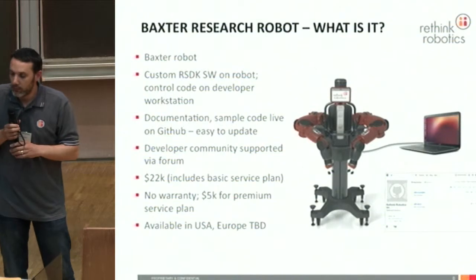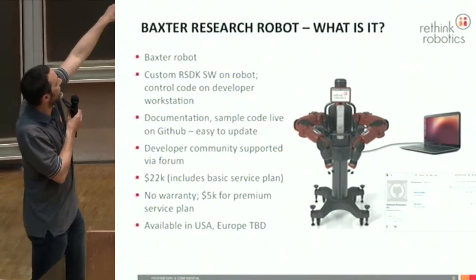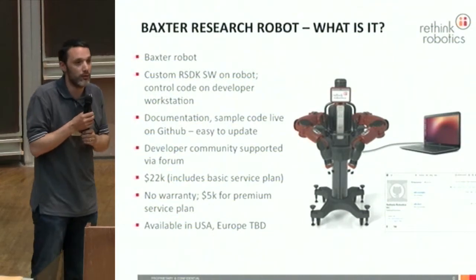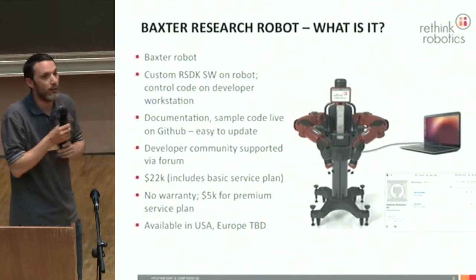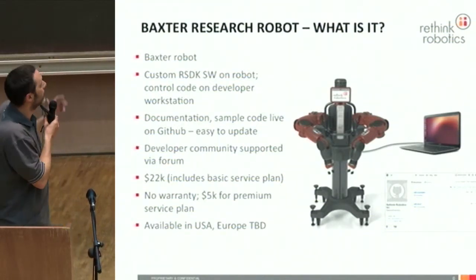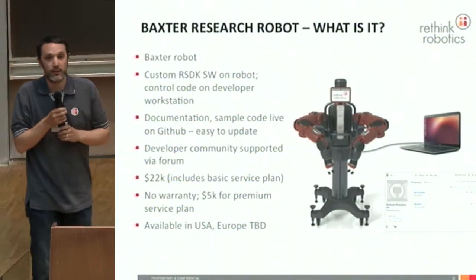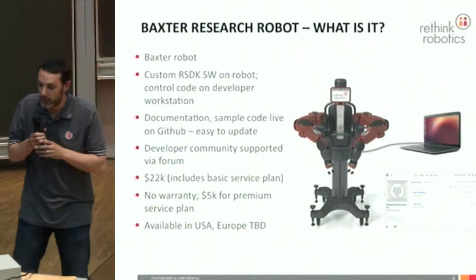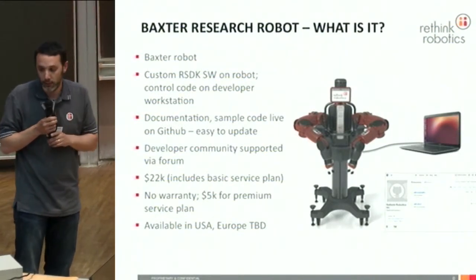Basically, you get the robot, you get some custom code on the actual robot itself, which runs all the robot joints and reads the sensors, and you access it by using a machine that's connected over the network. So you are communicating over ROS between the two machines. We have documentation and sample code on GitHub, it's the trendy place to put it, and we have a forum for people to work with one another.